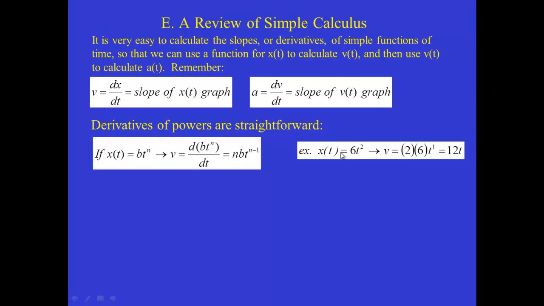Imagine that position versus time is given by 6t^2. Then the velocity function, the 2 comes down in front as a multiplier, so 2 times the 6 that was already there, and then it's t to the 2 minus 1 power, right? 2 goes down to 1. So 2 times 6 is 12. t to the 1 is just the same as t, so the velocity would be 12t. Right? And if the function that's given had been the velocity function, we would find the acceleration function in the same way, because acceleration is the slope of the velocity function.